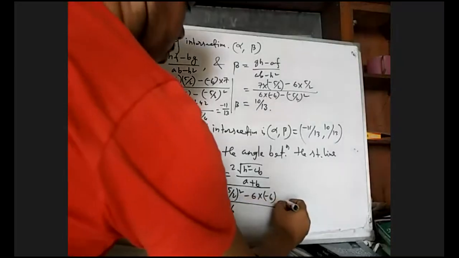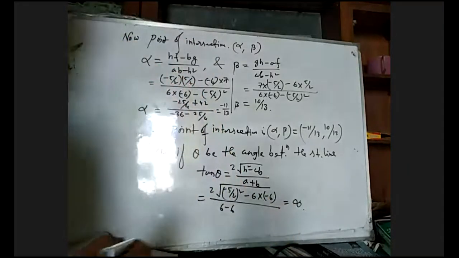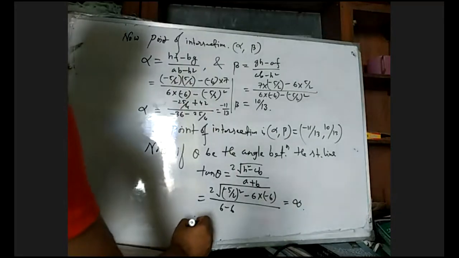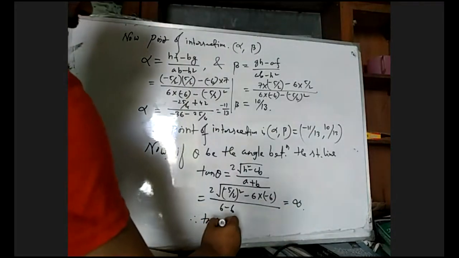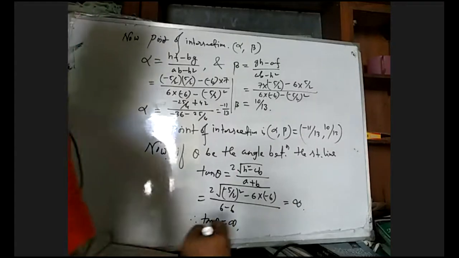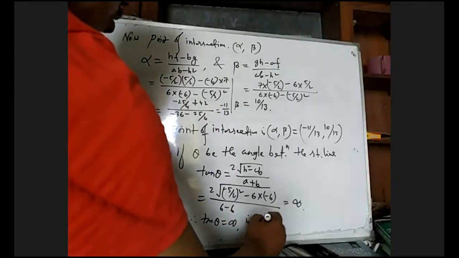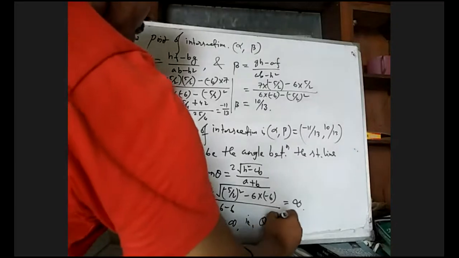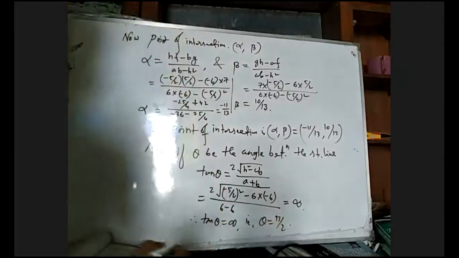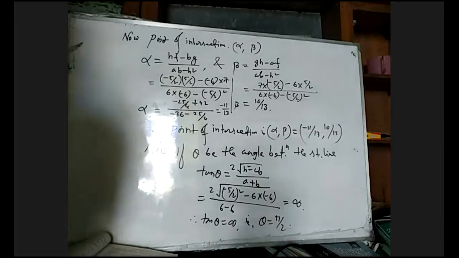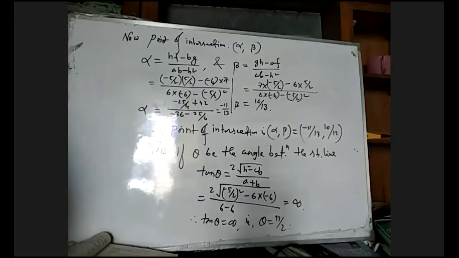Okay, yes sir. This means infinity. So tan theta equals to what? Tan theta equals to infinity, undefined, in which degree? Theta equals to what will be? 90. That means 90 degree. Okay, the angle will be 90 degree. Understand everybody? Yes, sir.